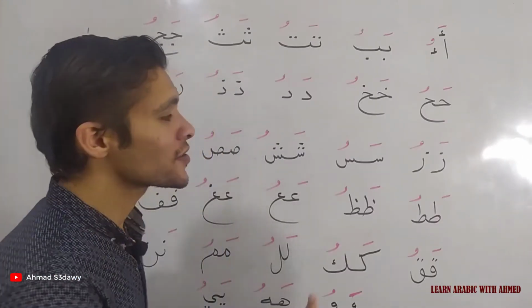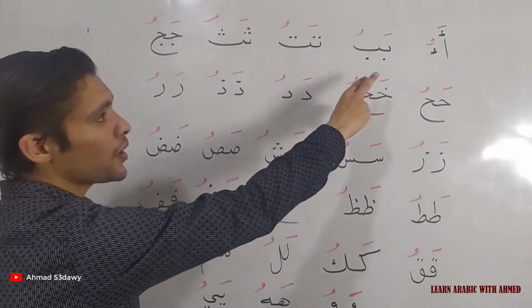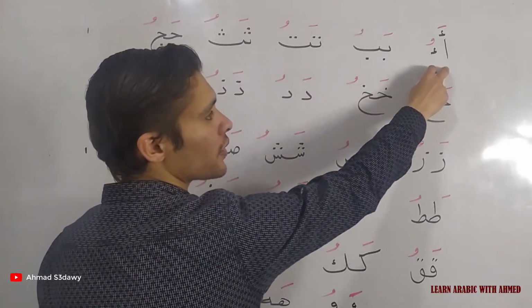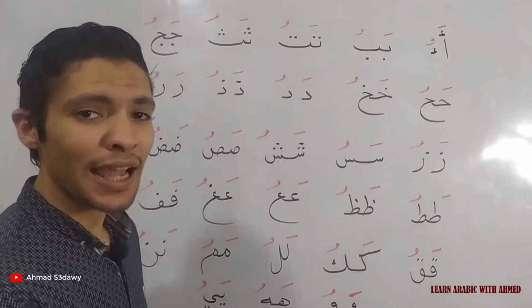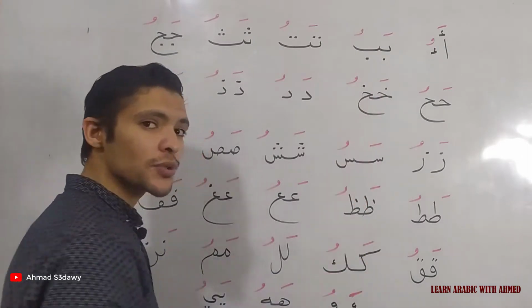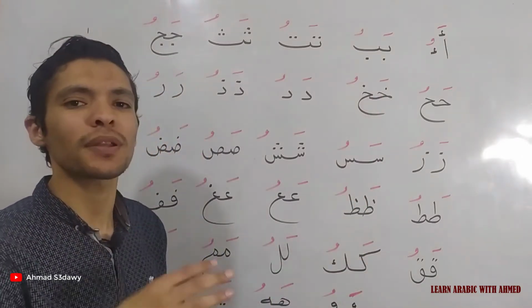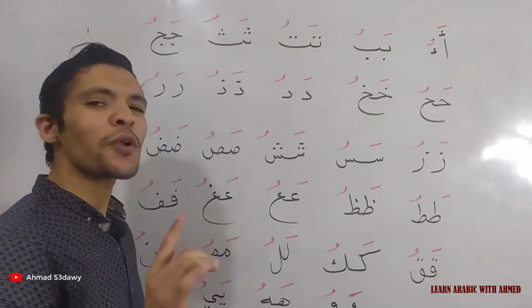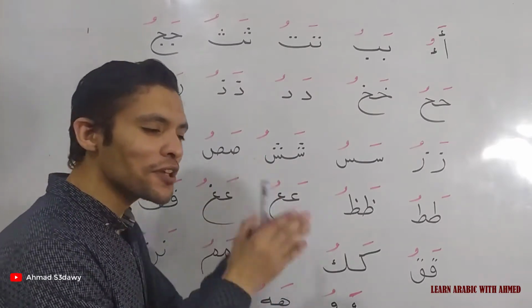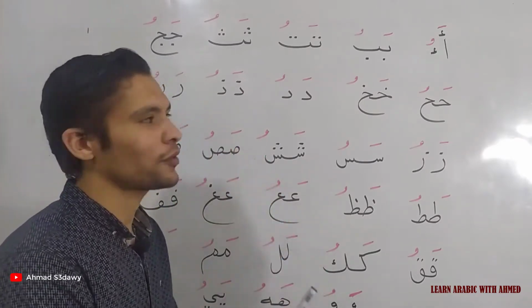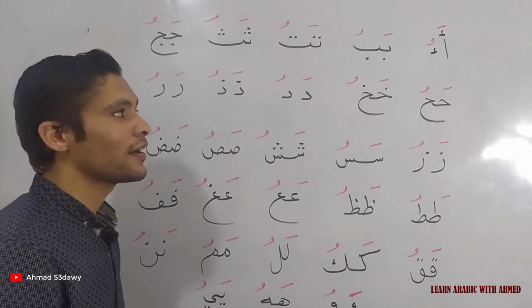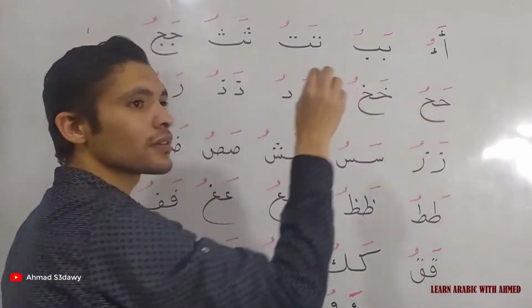So let's have an exercise here. We have two letters written next to each other, one with fatha and the other one with damma. So now we are going to practice the fatha and damma together. That's why you have to watch the first video very carefully to understand what fatha is. Today we're talking about damma.